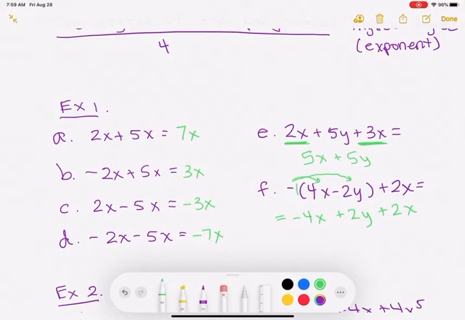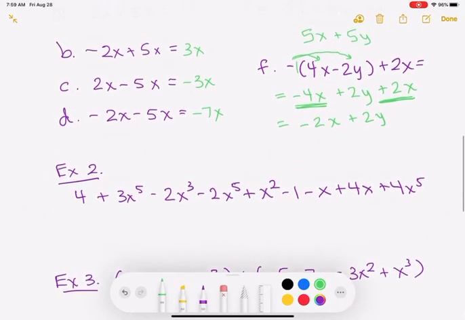Are we done? We can go a little bit further, because look here, we have negative 4x's plus 2x's. So how many x's do I have altogether? If I have negative 4 and I add 2, I'm going to have negative 2x's, plus nothing to combine this 2y with, so we just leave it, plus 2y.